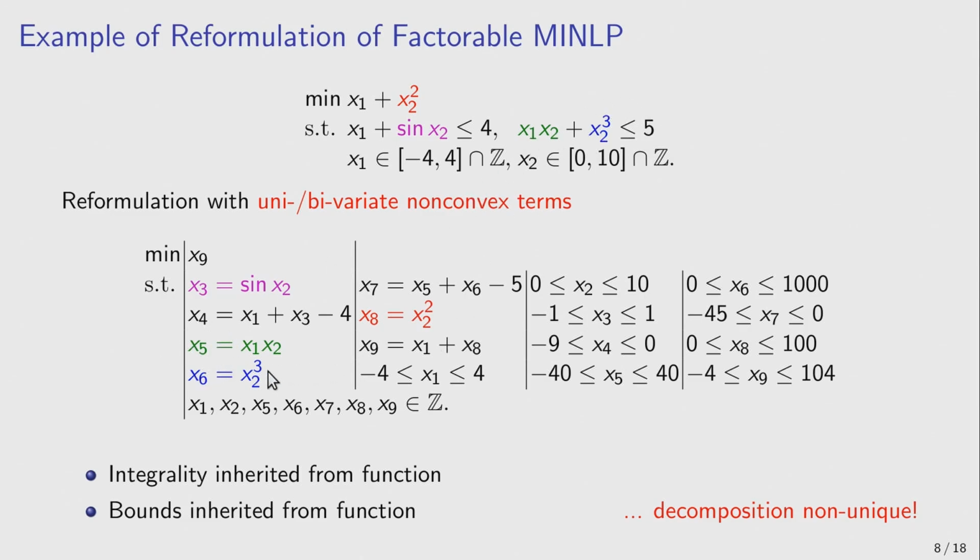And then for the second one, I introduce a variable x5 for my bilinear term and x6 for my cubed term. And then I write this constraint: x7 is x5 plus x6 minus 5, less than or equal to 0. And then I have just one more nonlinear term, which is x2 squared, which I call x8. So I've introduced 3, 4, 5, 6, 7, 8. I've introduced 6 additional variables to do this.